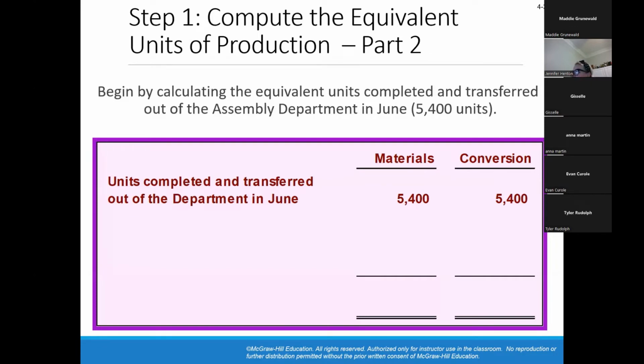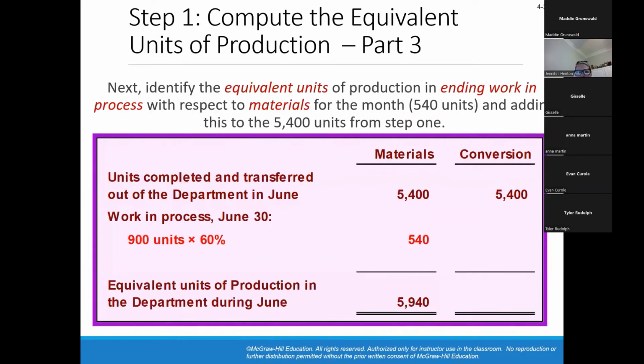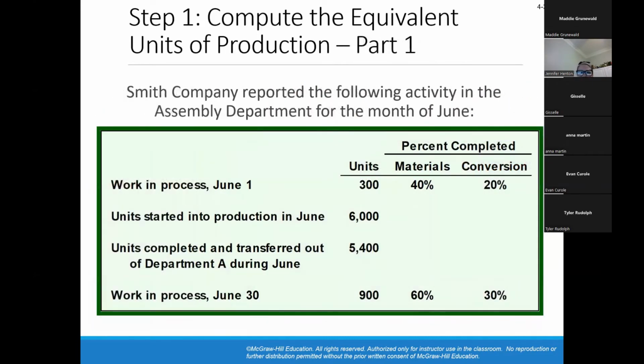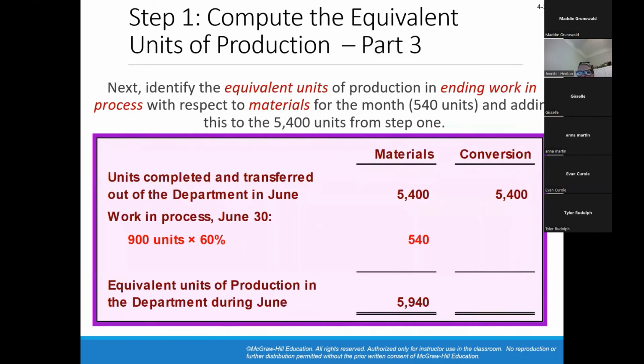All right, so there's our 5,400. We have materials and conversion. They were completed and transferred out. Then it tells us that June 30th, for the materials, we had 60% complete. We had 30% complete for conversion, and we had 900 units. So if we go back, it was the one at the bottom. So at the work in process, the 900, 60% and 30%. I'm sorry, I said 20, but it's 30%. So those are the two numbers. That's where that's coming from on this slide.